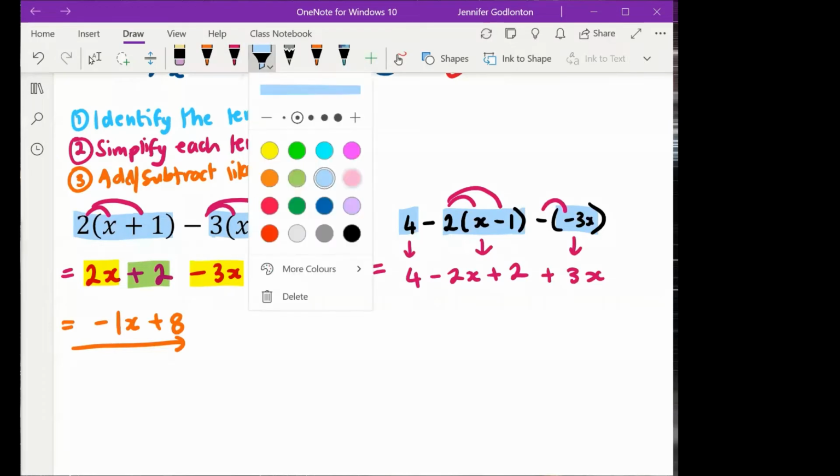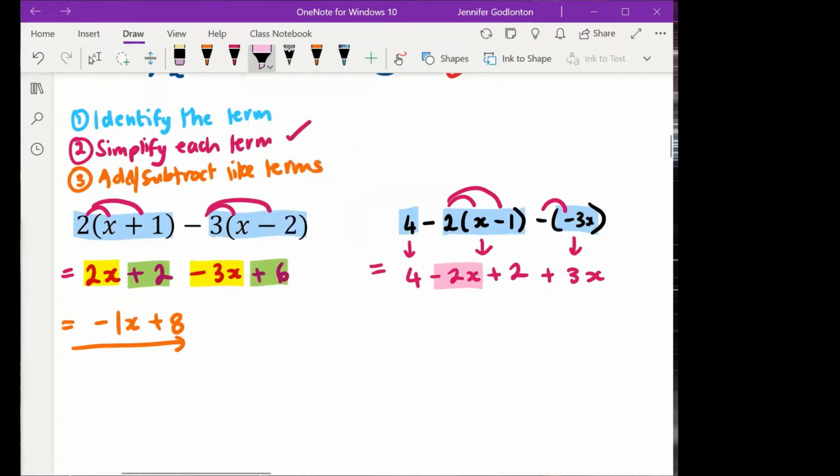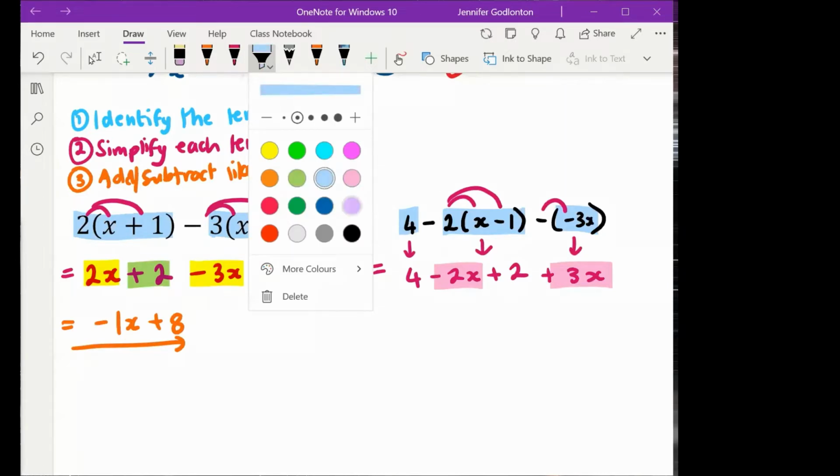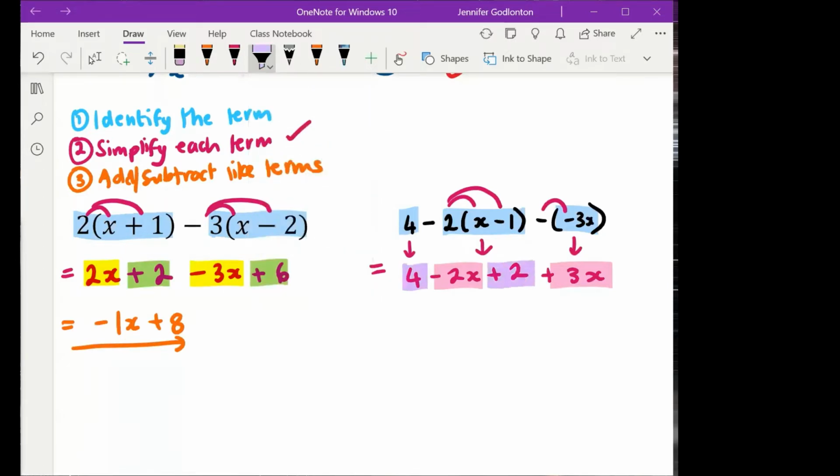Now I'm going to add or subtract my like terms. So I've got negative 2x and 3x. And we've got 4 and 2. And so our final answer here is going to be 4 plus 2, which is 6, and negative 2 plus 3, which is positive 1x, or we can just say x. So we could say 6 plus x or x plus 6, but that is where we're going to be.